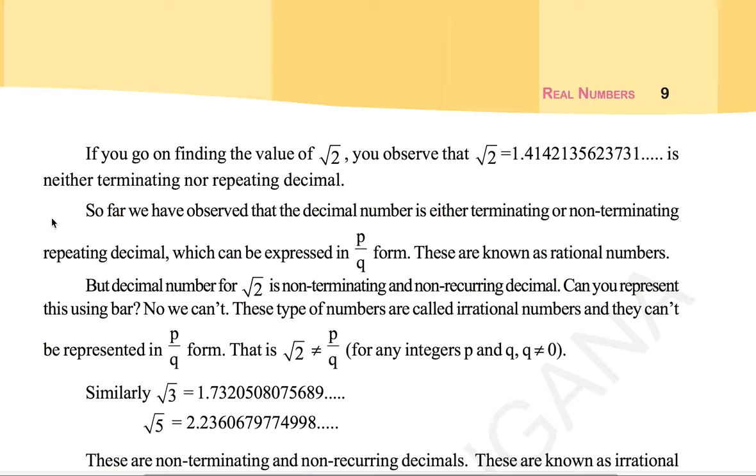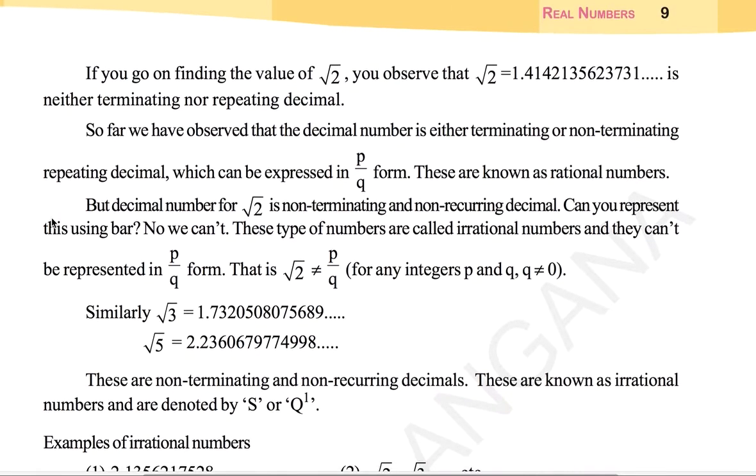So far we have observed either terminating or non-terminating repeating decimals, which can be expressed in p by q form. So these are known as rational numbers. Any number which can be represented in the form p by q is termed a rational number.